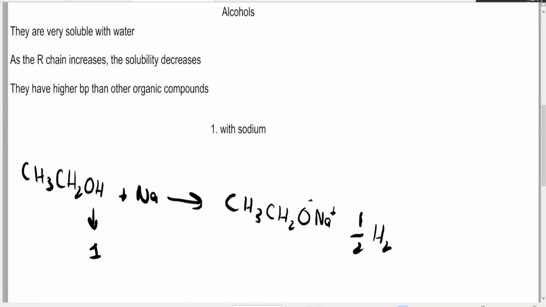And you need to know the observation of this reaction. Since hydrogen is a gas, there would be fizzing, and a lightened splint would give a pop sound when placed in hydrogen gas. So that's another observation.